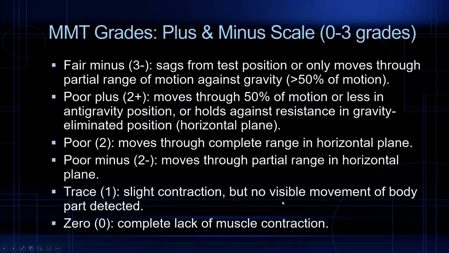Your gravity eliminated, so they're super, super weak. But at a 1, there is a very, very slight, you can either palpate it or you see it. You see that slight flicker of a muscle contraction. And 0, nothing's going on, nothing. Maybe they've had a nerve injury. There's complete severance of that nerve. There's nothing supplying that muscle to contract. That's a 0.